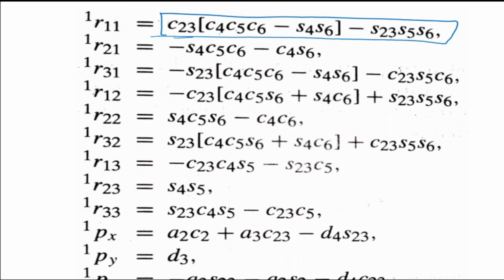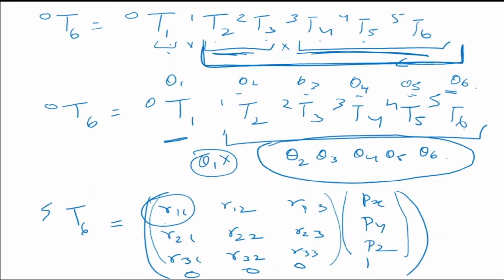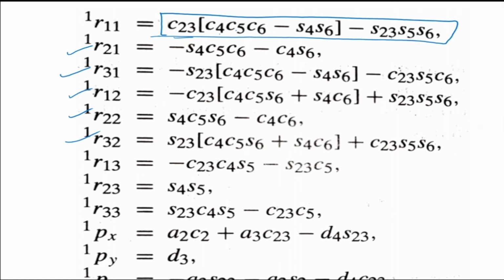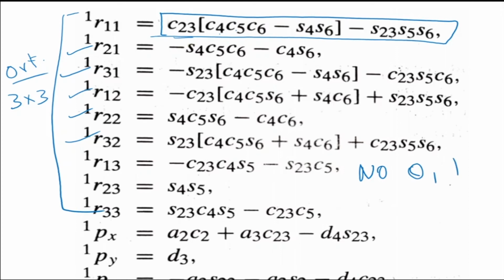Now similarly R21, R23, then R31, R12, R22, and R32. This is what we are getting for each of these terms. So each of these terms, I'm writing it there. This is the 3 by 3 matrix for the rotation part, or the orientation part. Now you can observe that there is no theta 1 anywhere here, because we did not consider T0 to 1.